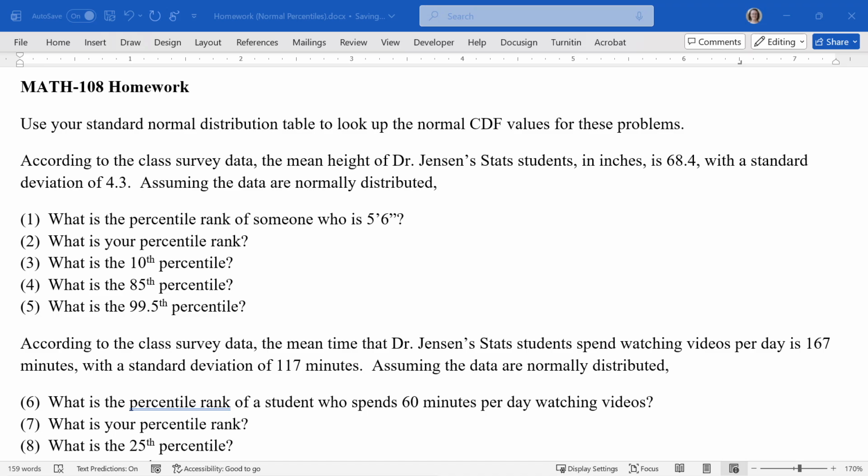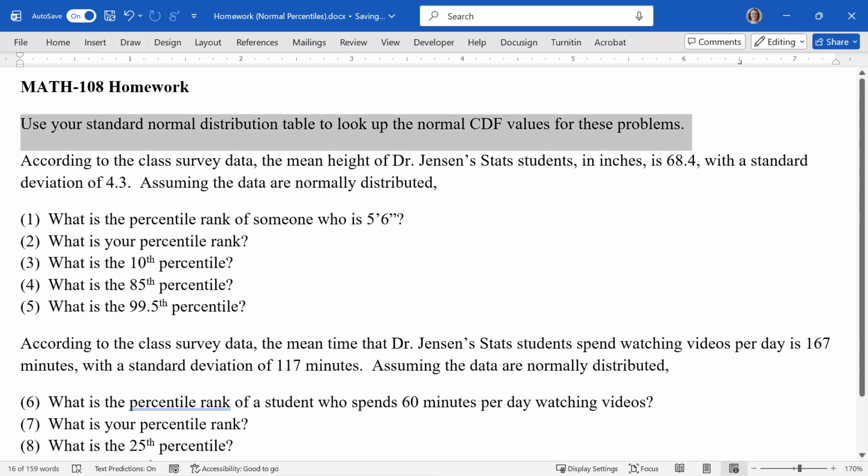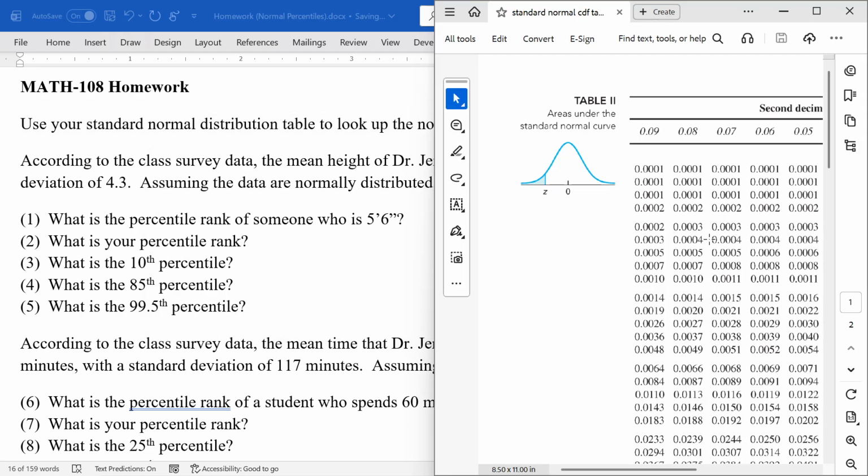Hello everyone. In this video I'm going to go over some homework on normal percentiles and normal percentile ranks. In other words, we're going to find percentiles and percentile ranks for variables that are normally distributed. So you're going to need either a calculator or your standard normal distribution table, that is this thingy, to look up areas associated with certain z-scores.